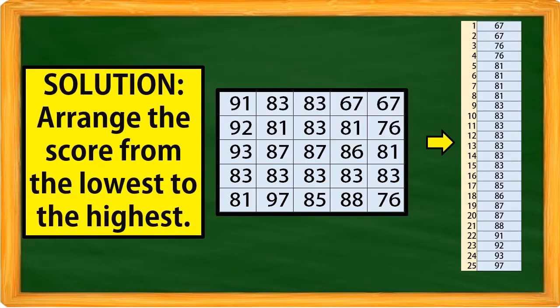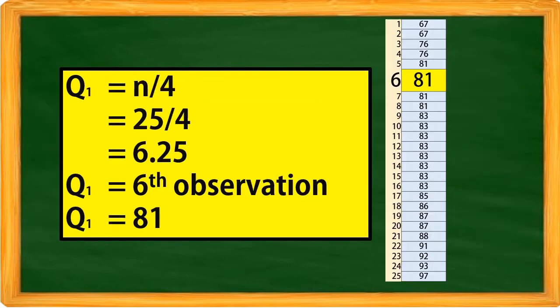In solving for the quartiles, what we need to do is, first, we need to arrange the scores from the lowest to the highest. And let us always make sure that our scores or our data is arranged from lowest to the highest. So this is our data earlier, and this is the result of the arranged scores. After that, we can now use the formula given previously.